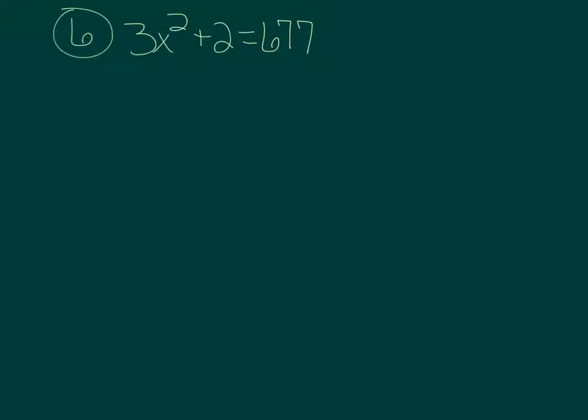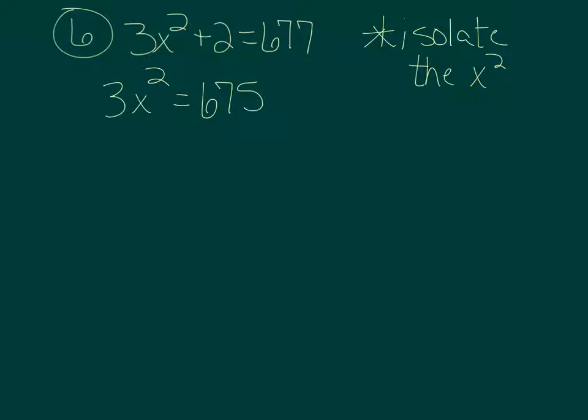Number 6 says to solve by the square root property. To use the square root property, you must isolate the squared term. Okay, we want the squared term to be all by itself. So we're going to subtract 2 from both sides and get 3x squared equals 675. Then we're going to divide both sides by 3, and we get x squared is 225.